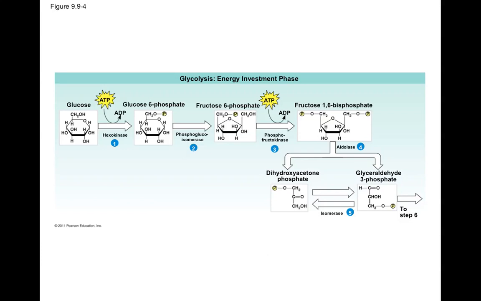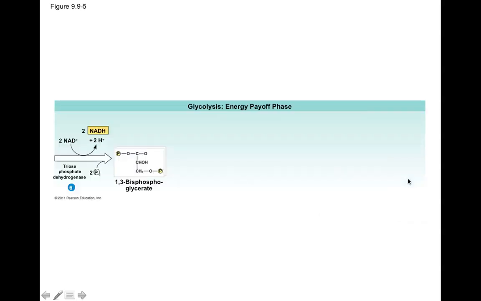So at the end of the energy investment phase, we've got glucose being phosphorylated twice. We end up with these two 3-carbon molecules, DHAP and G3P. Now we're going to get our investment back. The first thing we do is we tear off some electrons. So we get on the electron bus to form NADH from NAD+.